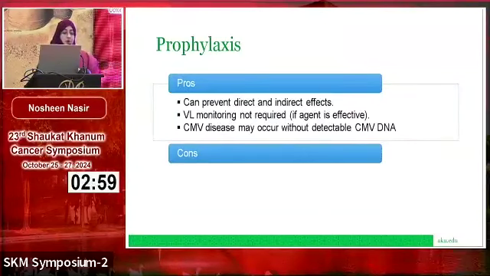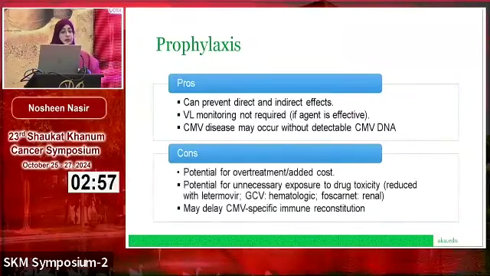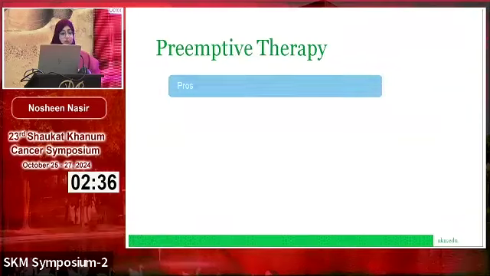But there are certain cons to it. The first being that there is a potential for overtreatment and the added cost, and unnecessary exposure to drug toxicity. We know that ganciclovir can cause myelosuppression, foscarnet can cause renal toxicity. And then it also delays CMV specific immune reconstitution, which is essential for controlling the disease. So those are some of the disadvantages of prophylaxis.